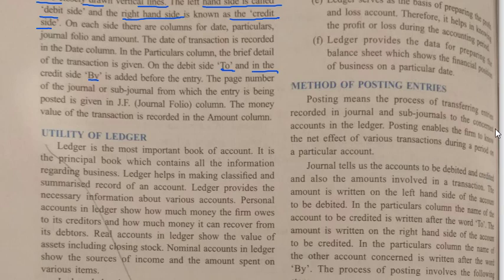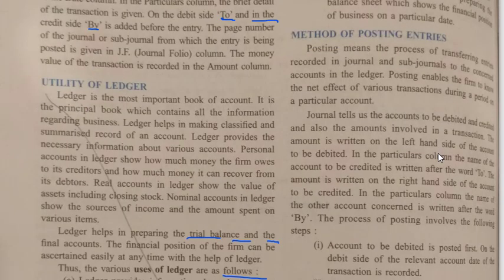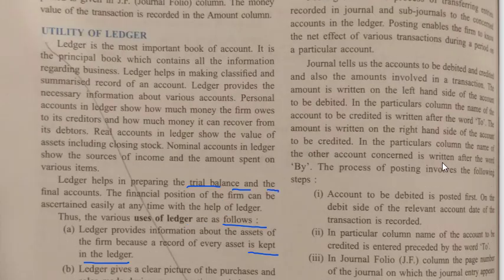Posting means the process of transferring entries recorded in journal and sub-journal to the concerned account in the ledger. Posting enables the firm to know the net effect of various transactions during a period on a particular account. Journal tells us the account to be debited and credited and also the amount involved in the transactions. The amount to be credited is written after the word "to".